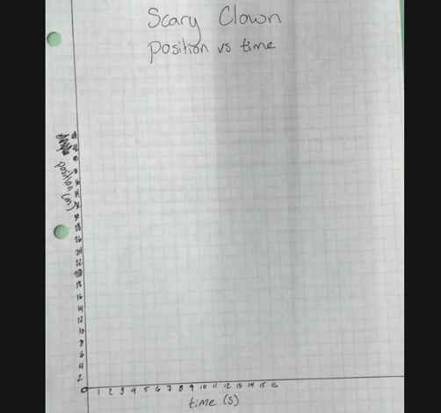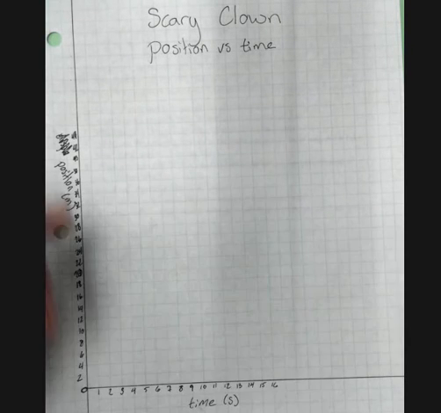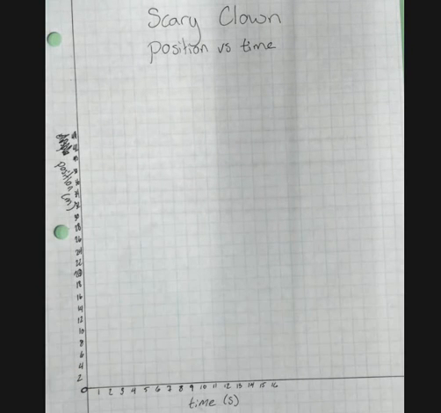I considered how much time this entire thing takes, and I've set my scale simply. I also considered how much the clown moves, and I've set my y-axis vertically. I have my grid. Time is increasing 1 second per box. Position is increasing by 2 meters per box. So now we can go back and we can graph this.